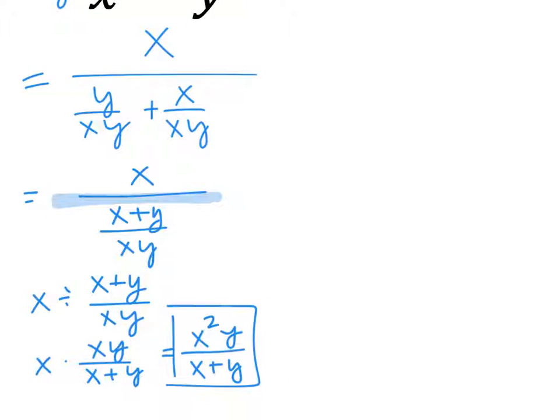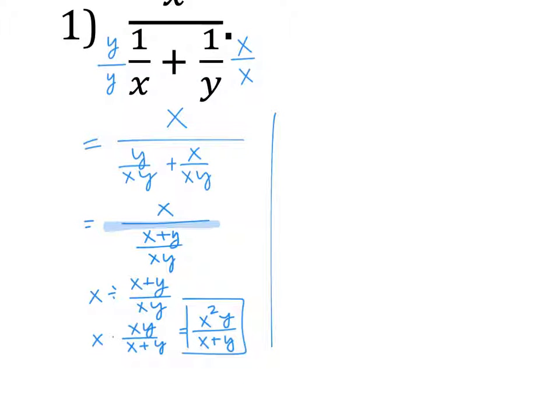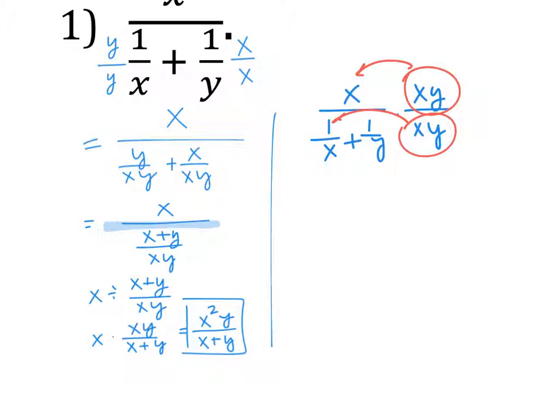All right, let's try method 2. Method 2 says we are going to multiply everything by the least common denominator, which is xy. It's xy over xy. What you're going to do is just distribute numerator to numerator, denominator to denominator. x times xy is just x squared y. In the denominator, xy times 1 over x.